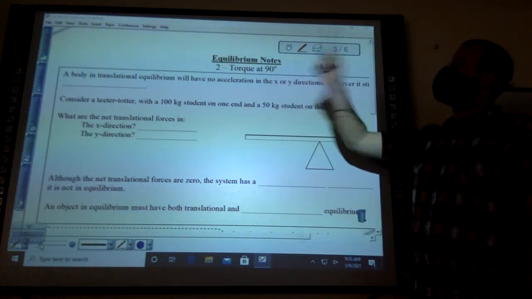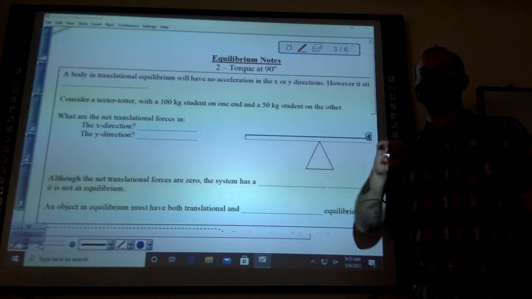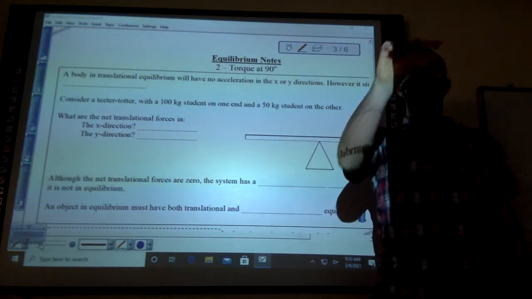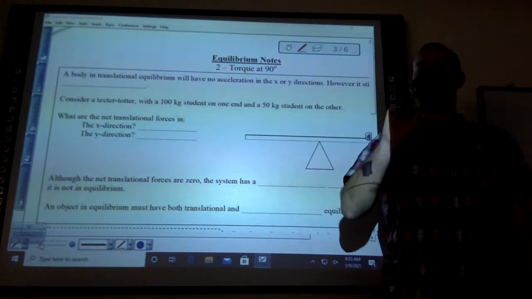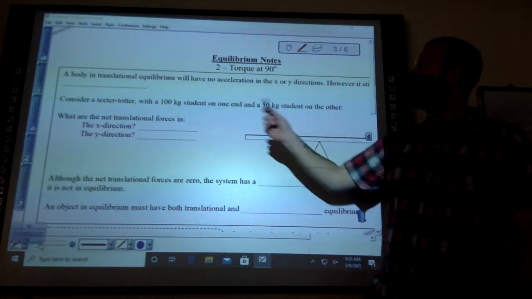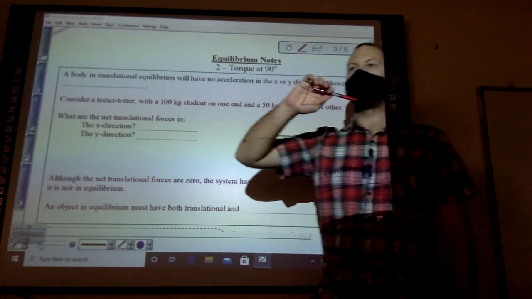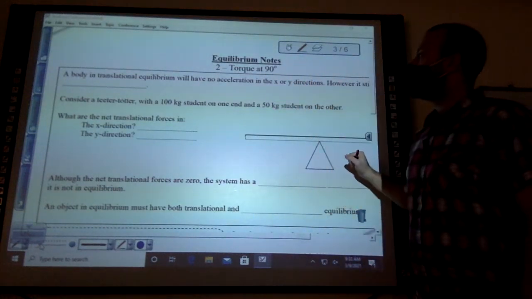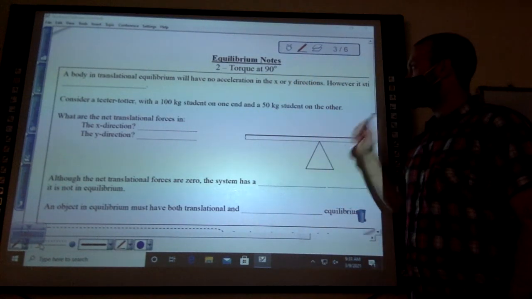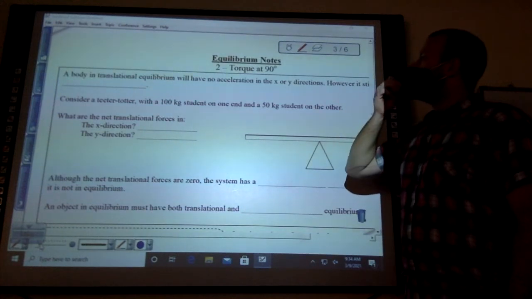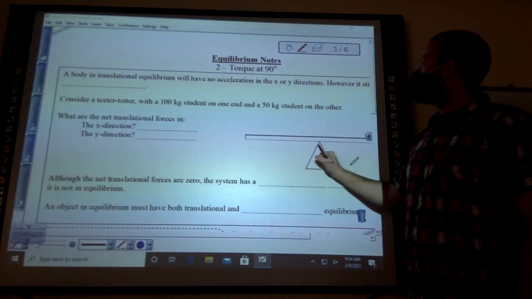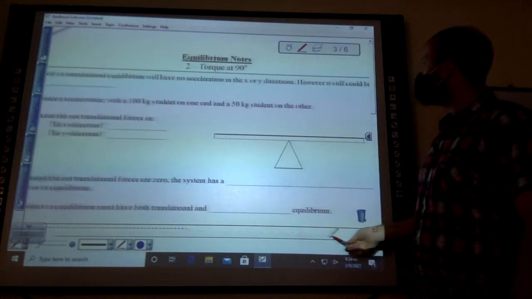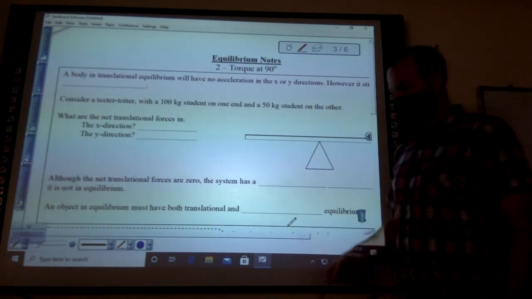So body in translational equilibrium, which is what we talked about yesterday, meaning I can move something up and down, or I can move it left and right at a constant speed, or it's stationary. That's translational equilibrium. Today, we're going to deal with something else. So a body in translational equilibrium will have no acceleration in the x or y directions. However, it can still be rotating.